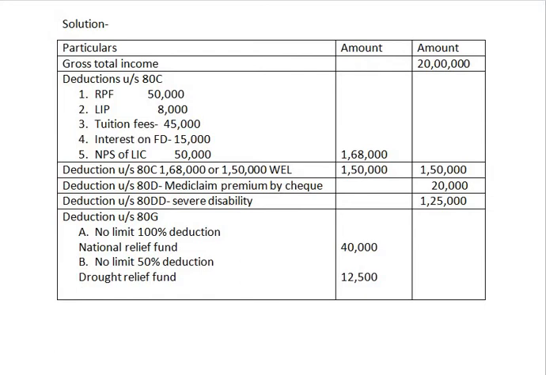Next, one more no limit, 50% deduction, that is the Rajiv Gandhi Memorial Fund. For the Rajiv Gandhi Memorial Fund, the amount contributed is 15,000 rupees, but 50% of 15,000 comes to 7,500.